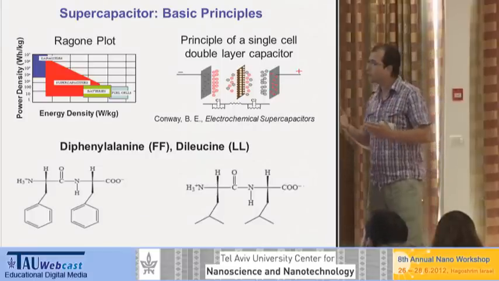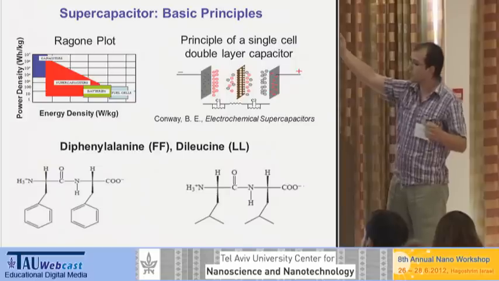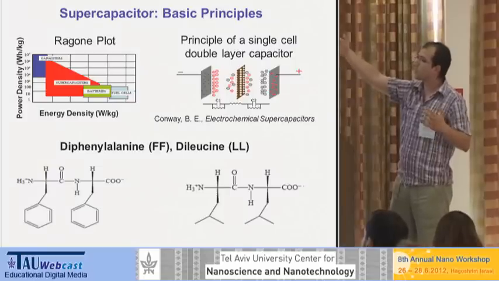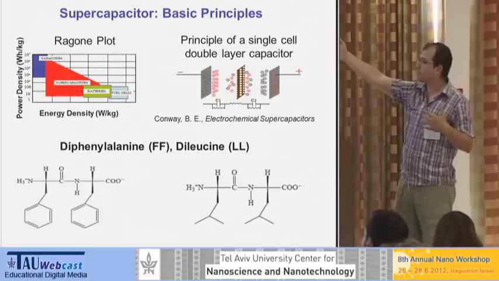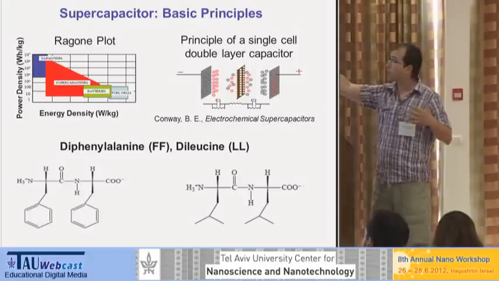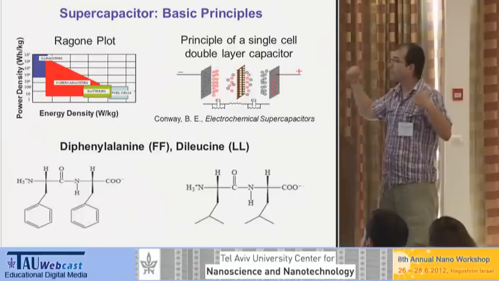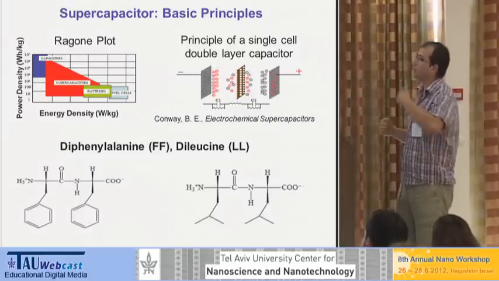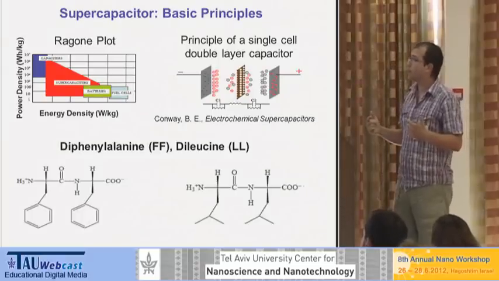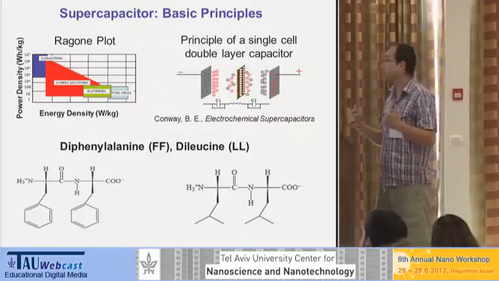Supercapacitors came to the world because of the Ragone plot you can see there, because they filled the gap between simple capacitors, electrolytic capacitors, and the batteries from an energy density point of view. Because batteries have a very high energy density but a low power density, and the simple capacitors have a high power density and low energy density.